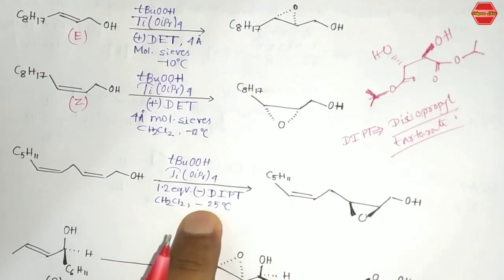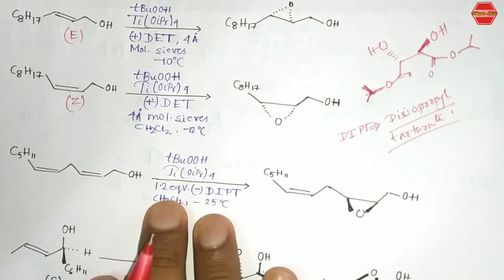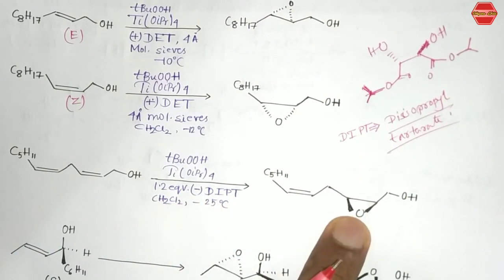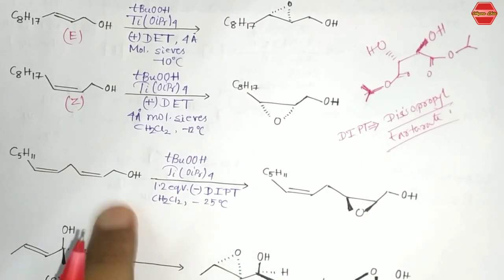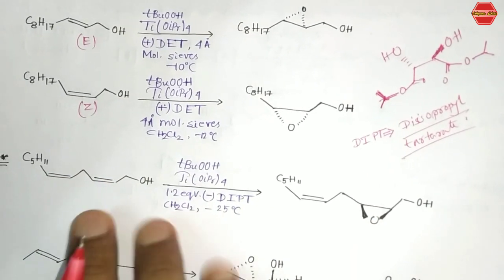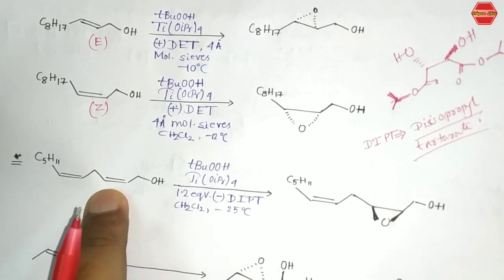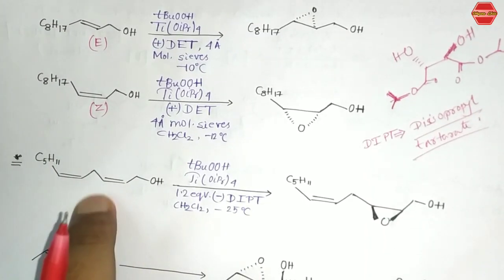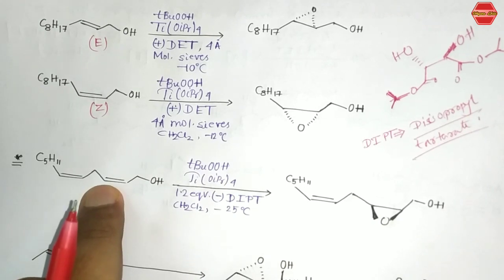When we use this minus DIPT or minus DET, you get this epoxy alcohol stereoselectively on the upside, and that is why this reaction tells us that this is very much stereoselective, just because you are getting epoxidation on these double bonds only, not this one.